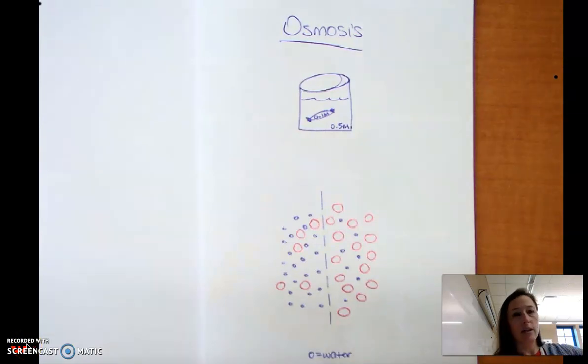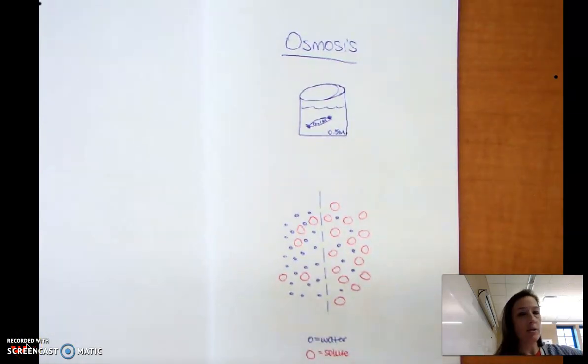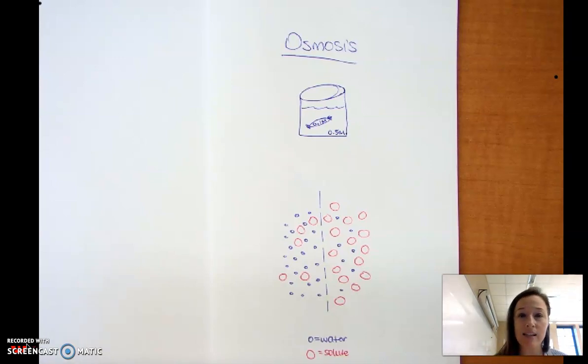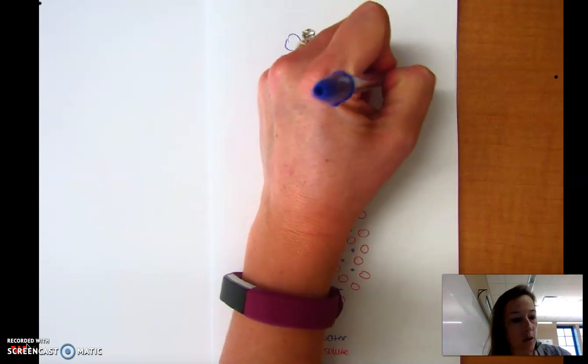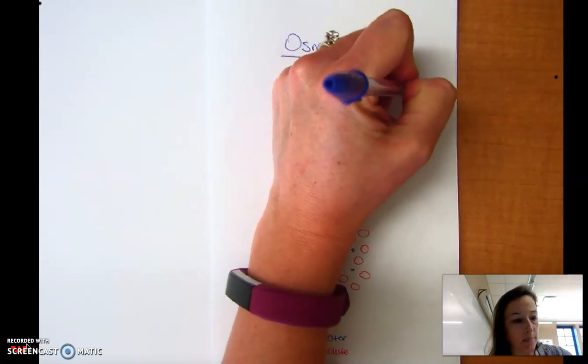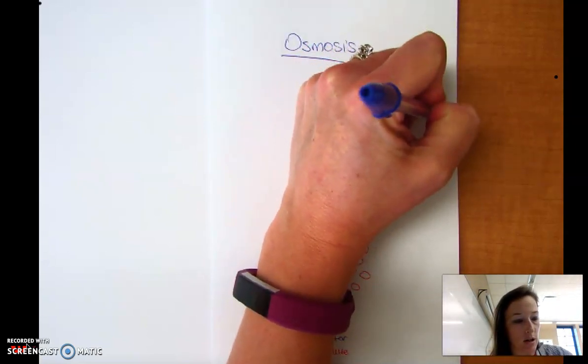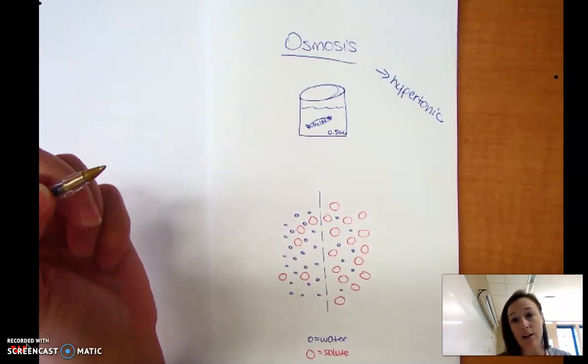All right, so we are here to talk about osmosis, and osmosis is the movement of water from high to low concentration. It is a type of passive transport. It does not require any energy. And what we're going to see is we're always going to see water goes towards the hypertonic solution. And hypertonic solution means the higher concentration.